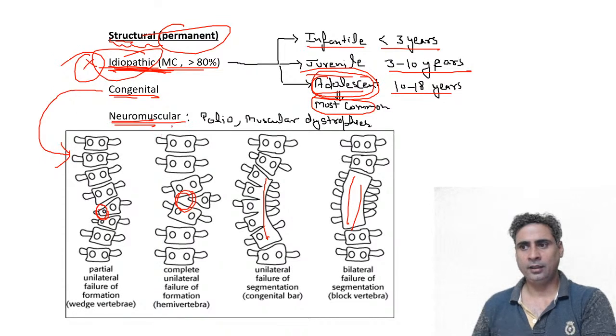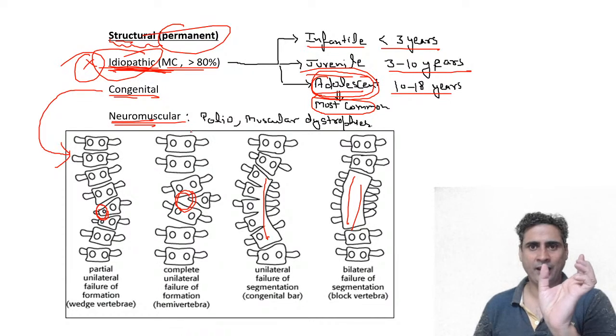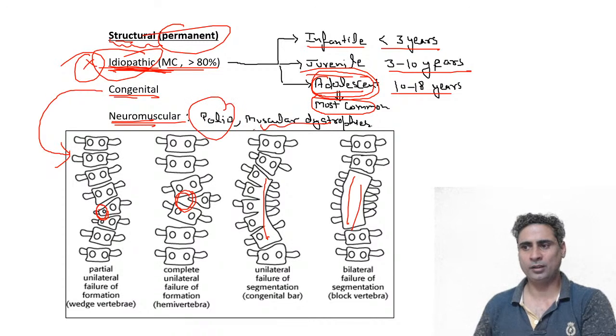Neuromuscular scoliosis: due to weakness of the muscles around the spine, there is appearance of a curve. These muscles cannot hold the spine in a straight posture. So it can be seen either in polio or in some of the muscular dystrophies. These are the important structural scoliosis.